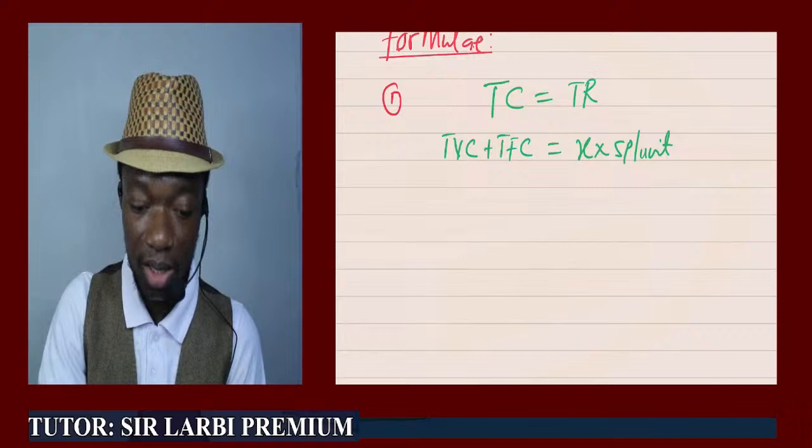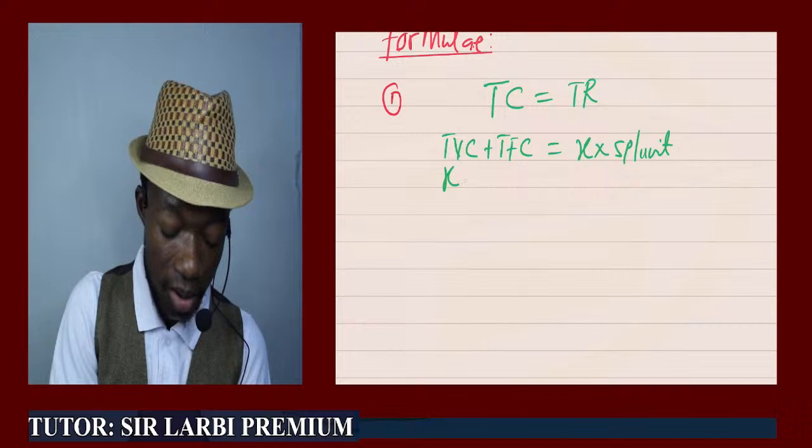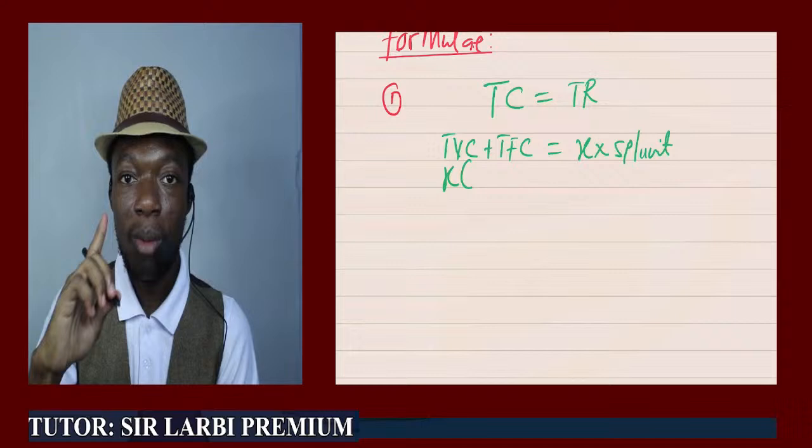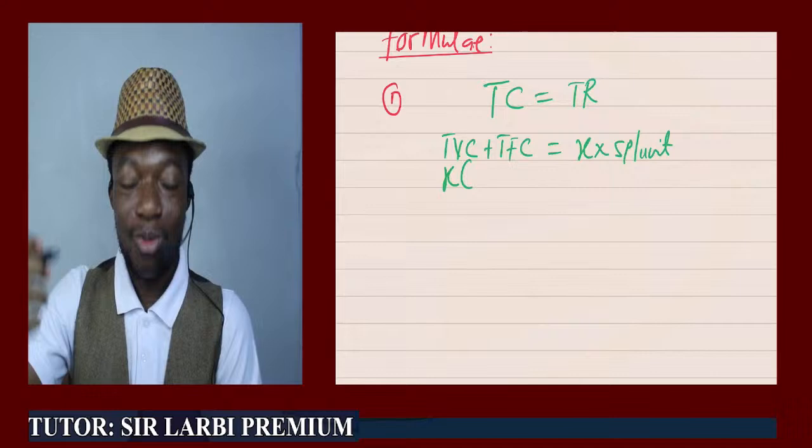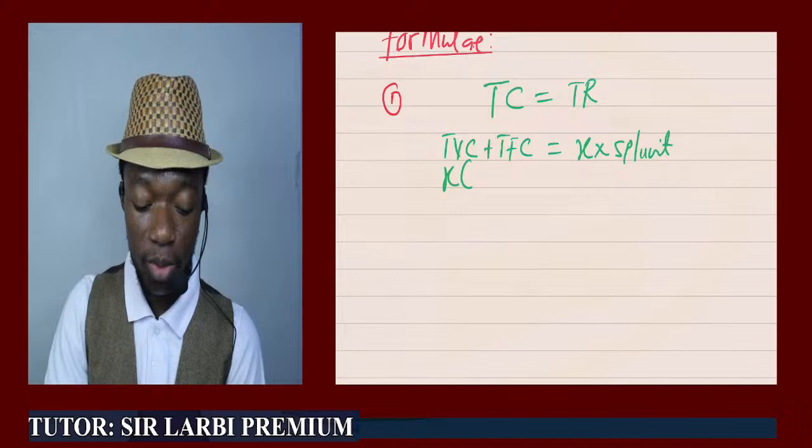So we bring in the X here that we produce, and then multiply this by what? The variable cost per unit. In a question form, you'll be given the variable cost per unit, but if you're not given, you must still find a way to compute, and we'll do some of these things as we move along. So X being the output multiplied by the variable cost per unit.